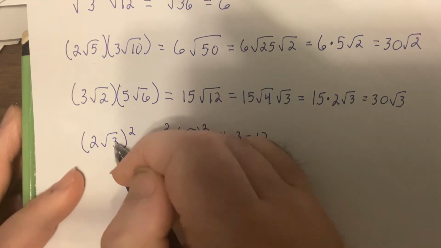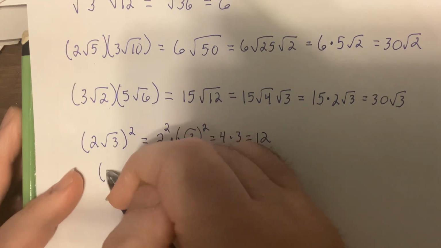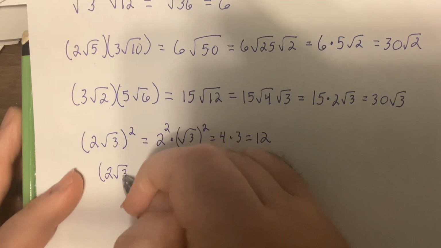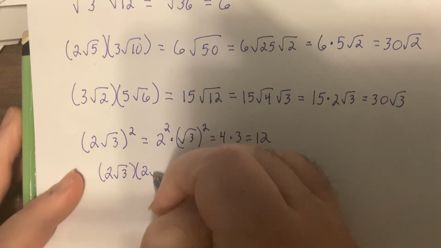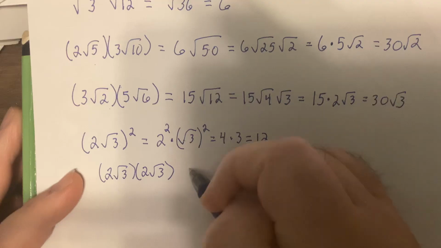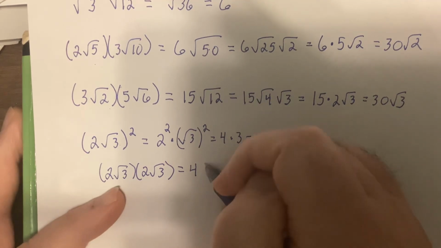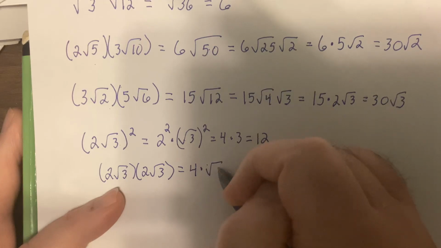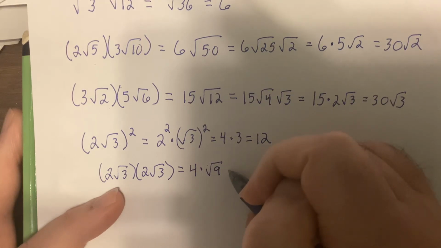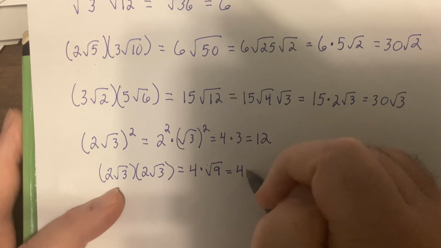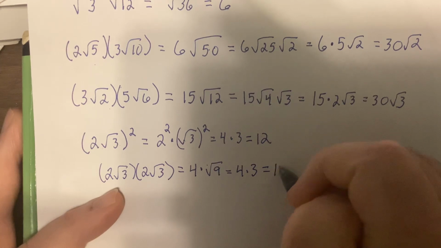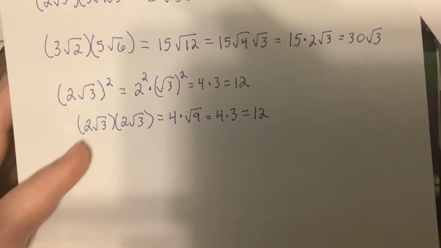Or I could say, hey, when you have a square, you write it twice to make it nice. So it'd be 2 times 2 is 4. Square root of 3, square root of 3 is square root of 9. And the square root of 9 is 3. So it's 12, which I already said.